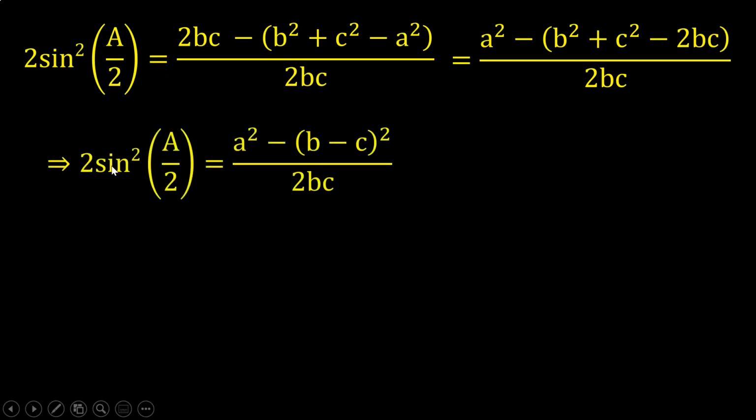this one. Now bringing this 2 to the RHS, this will become 4bc, and this is in the form of x square minus y square. We can write it as (x minus y) into (x plus y).